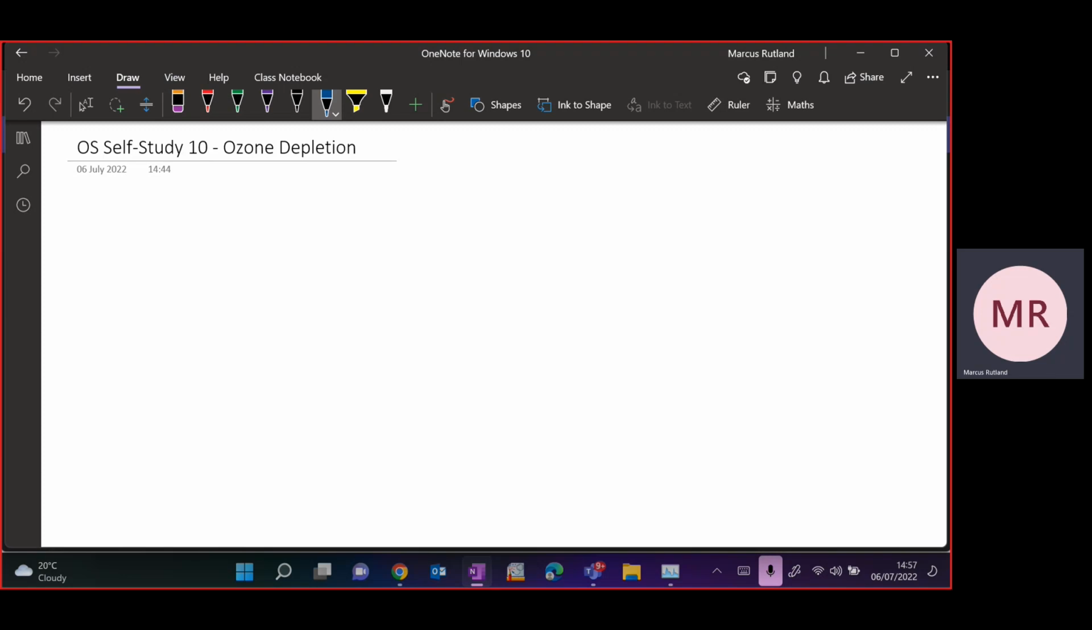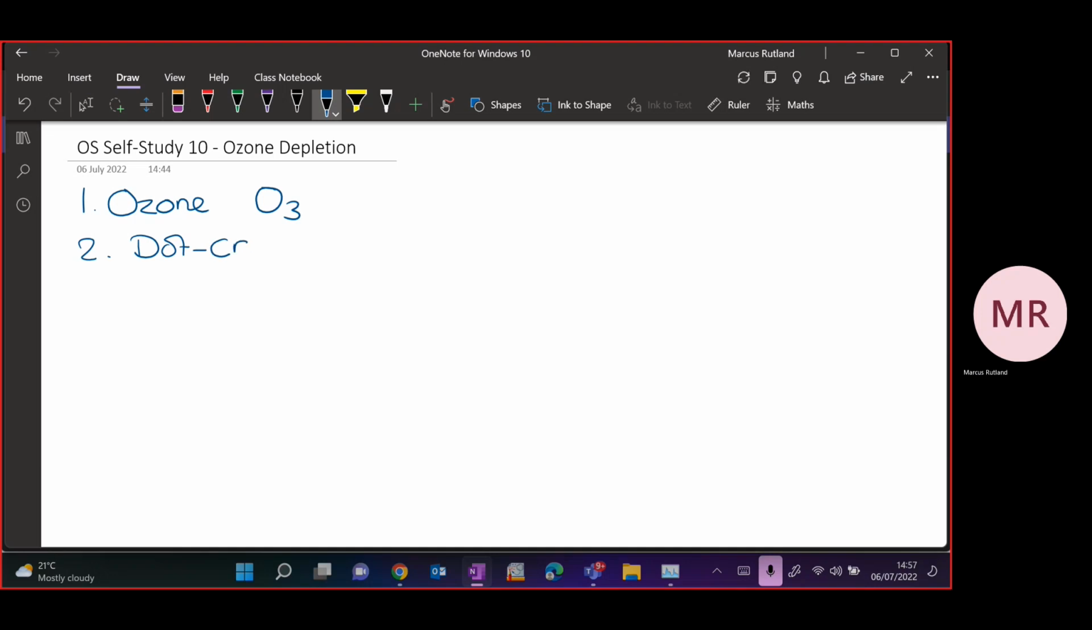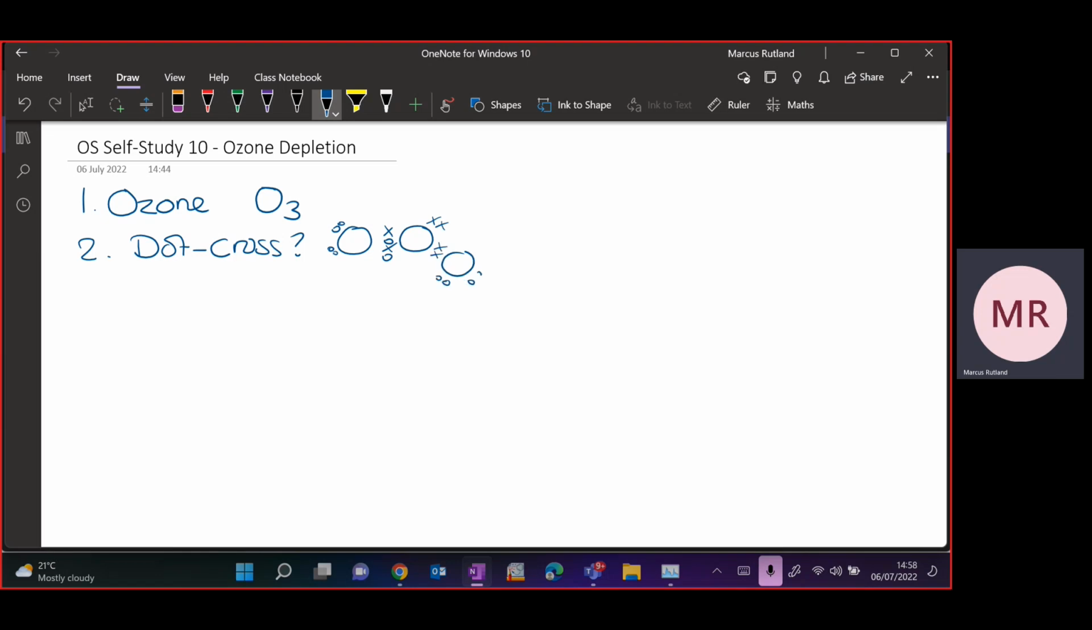Let's just do a quick bit of recall on some of the previous ideas. So you've previously met ozone. What is the formula of ozone? And hopefully you said O3. Do you remember how to do a dot cross diagram for ozone? And hopefully you remember that it's based around a normal oxygen molecule, O2, with then a dative covalent bond to a third oxygen atom, like that.